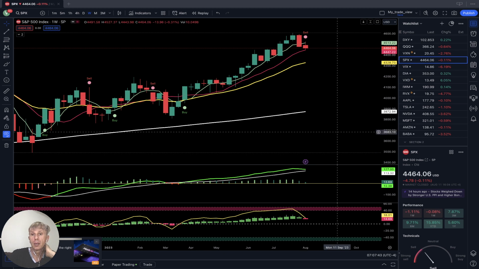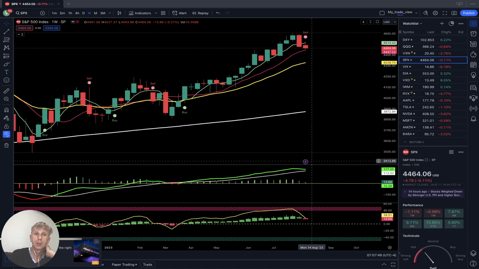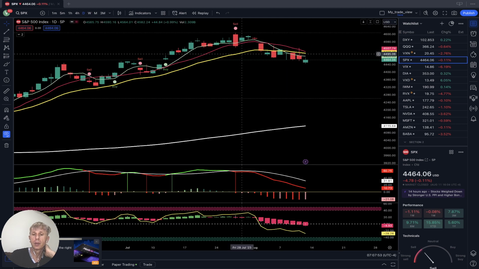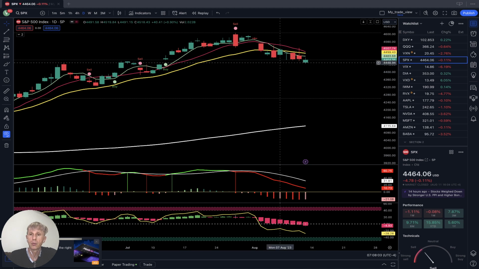Okay, weekly still in a positive mode, still very far disconnected from 20, still bullish. S&P on daily it is different. It's already in bearish reversal signal and bearish reversal mode on all indicators, and last bar below MA5, 10 and 20. Bearish trend on daily time frame for S&P.